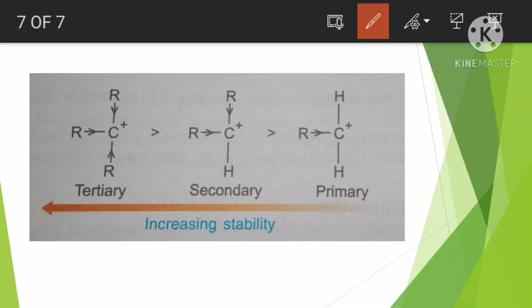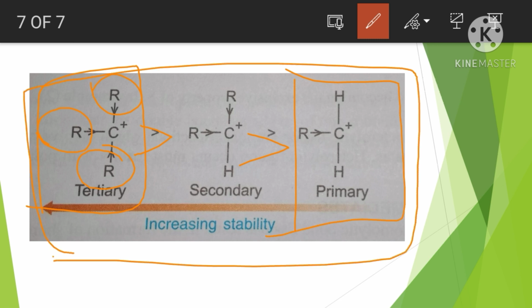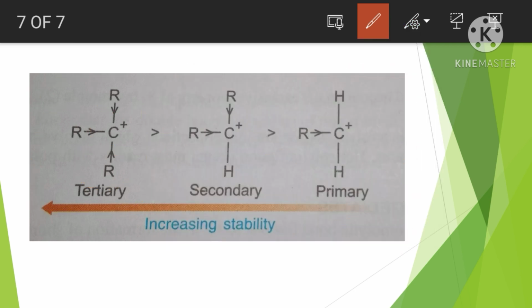The electron releasing groups, like these alkyl groups, make the carbonium ion more stable. That's why tertiary carbonium ion is more stable as compared to the secondary carbonium ion, and secondary carbonium ion is more stable as compared to the primary carbonium ion. This is about the stability of the carbonium ion. The stability of carbonium ion increases like this: tertiary carbonium ion is more stable than secondary carbonium ion, and secondary carbonium ion is more stable than the primary carbonium ion.